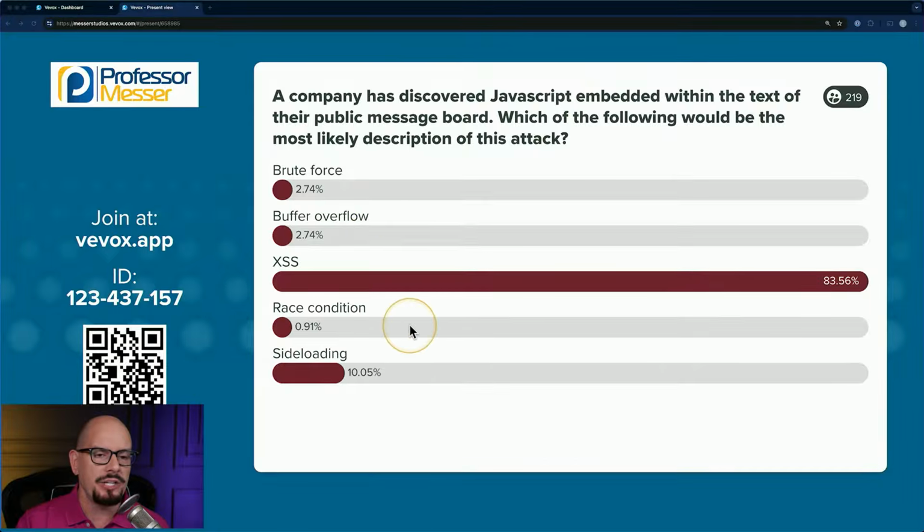And then a race condition. A race condition is when two things can occur simultaneously, and that type of condition is not taken into account. That simultaneous function is not considered in the programming, so that one thing could be happening without knowing that another thing is happening at the same time. That often can create security problems in itself. So the only option that makes any sense here would be cross-site scripting, XSS. If you chose cross-site scripting, you got that one absolutely correct. Well done. Let's do another one.